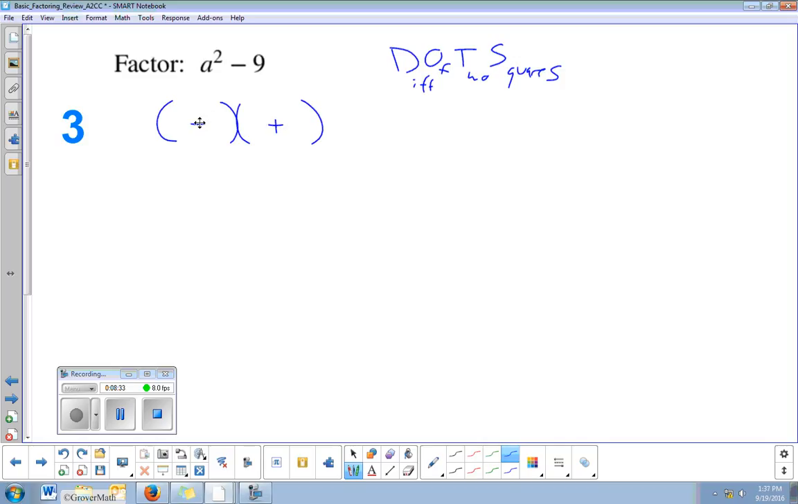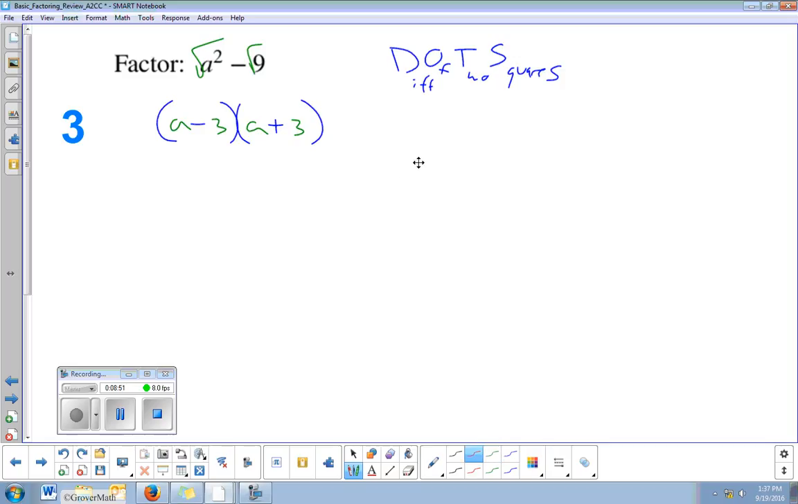And it doesn't matter which one's first, which one's second. And then the pieces around the signs are going to be the same. And you could think square root. The square root of a squared is a, and the square root of 9 is 3. So we have a minus 3, a plus 3. That would be a difference of 2 squares.